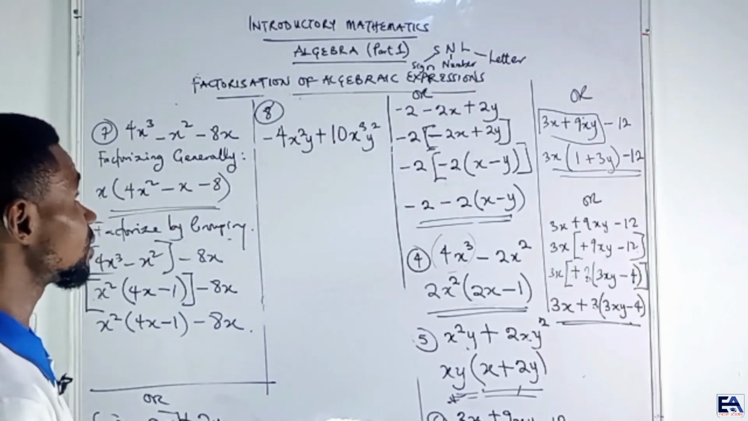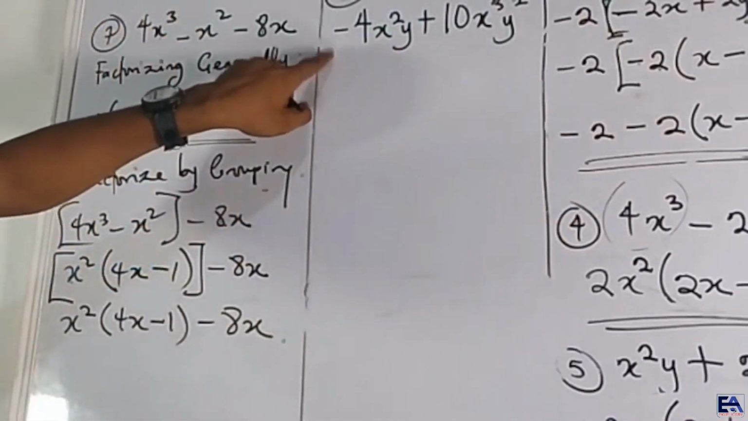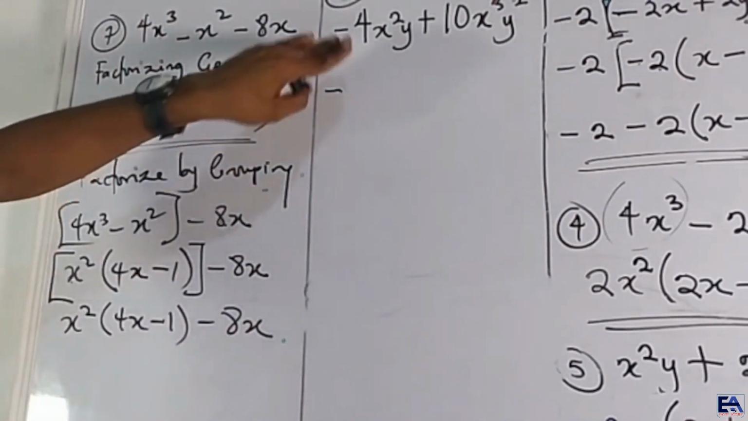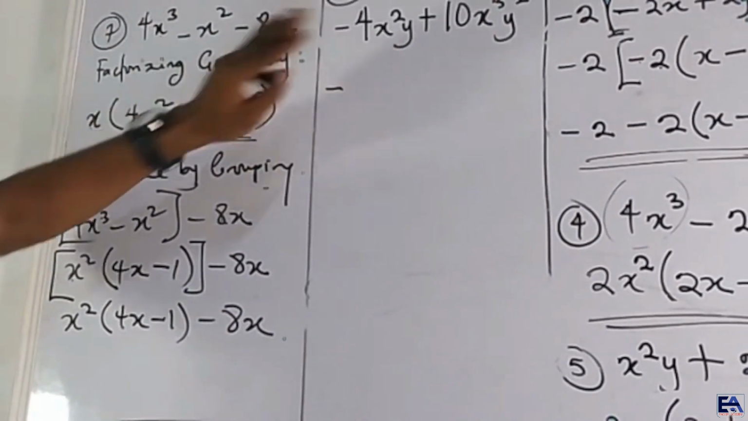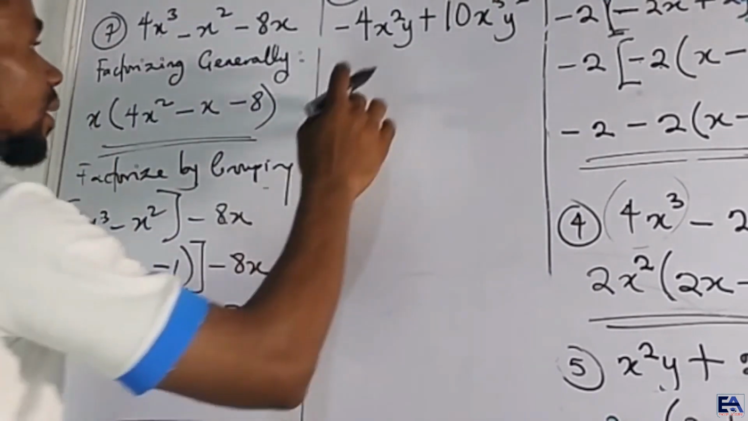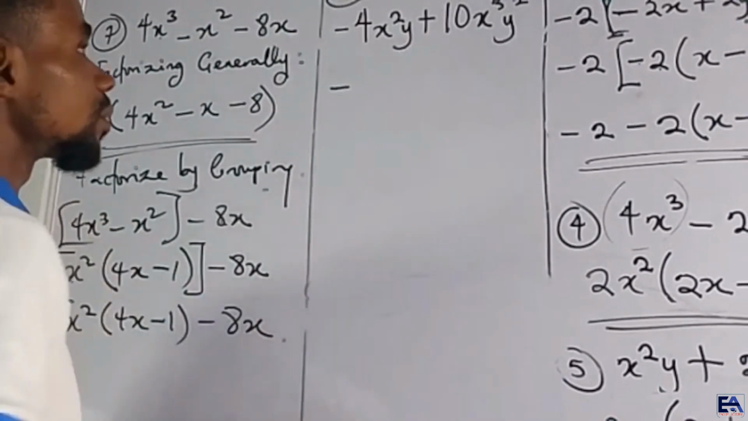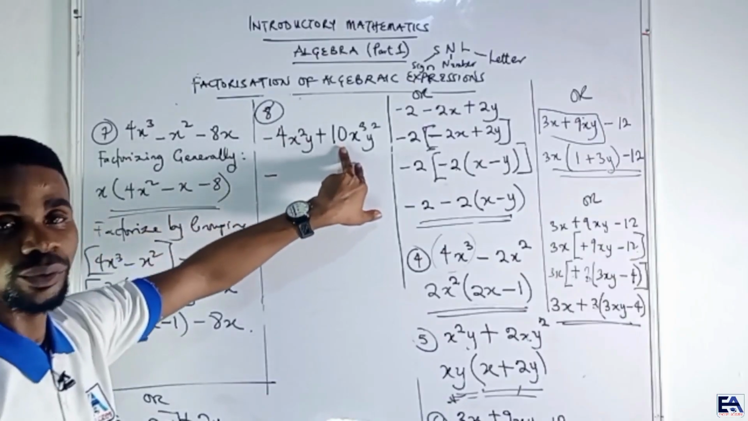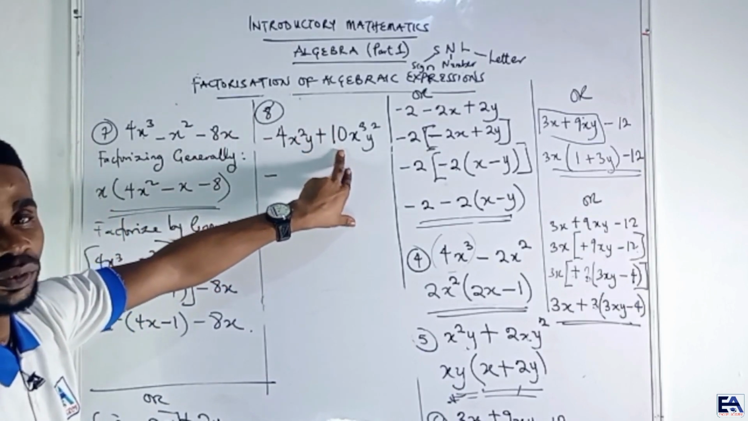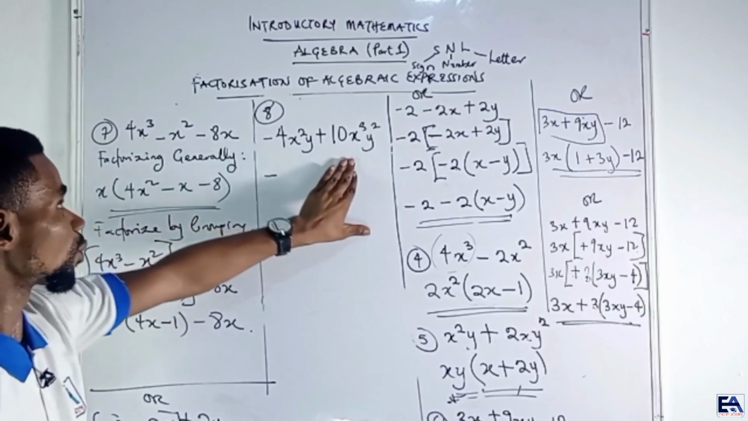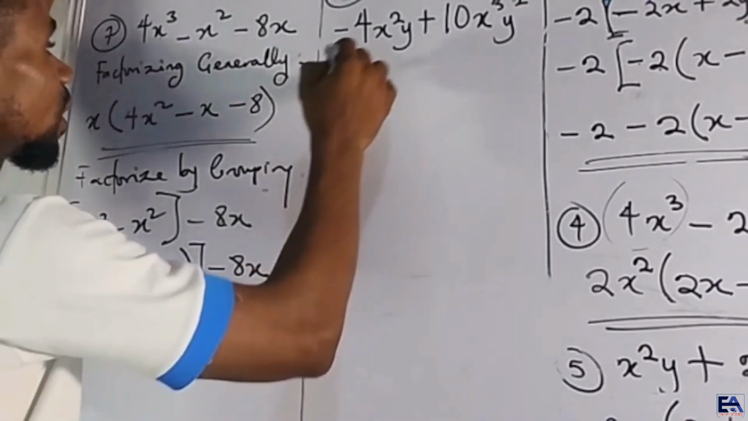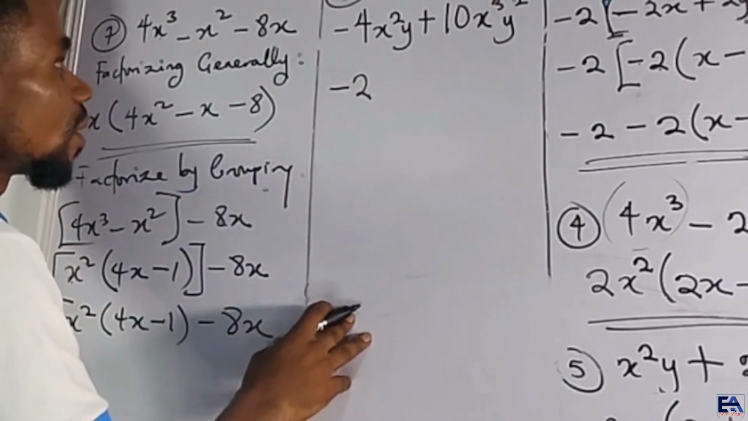Well, in terms of sign, minus is common. Negative sign is common because the first term is negative. So we take it that way, and we have this minus here. In terms of number, what is common? 4 can divide here, but 4 cannot go here. 2 can divide here, and 2 can also divide here. So we have 2 as a common factor, so we can take it.